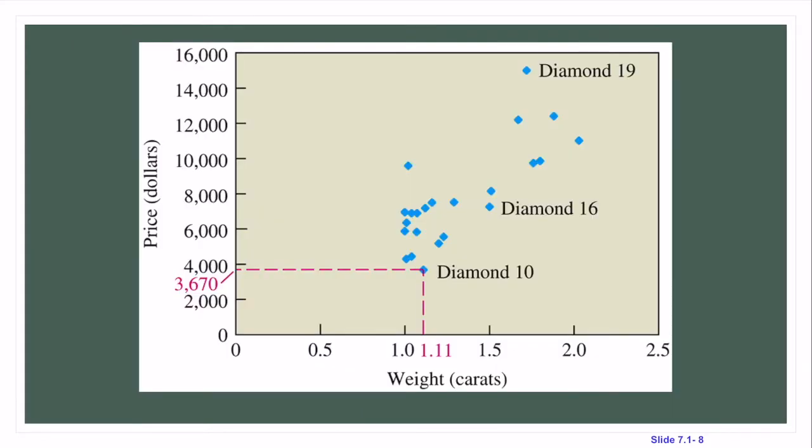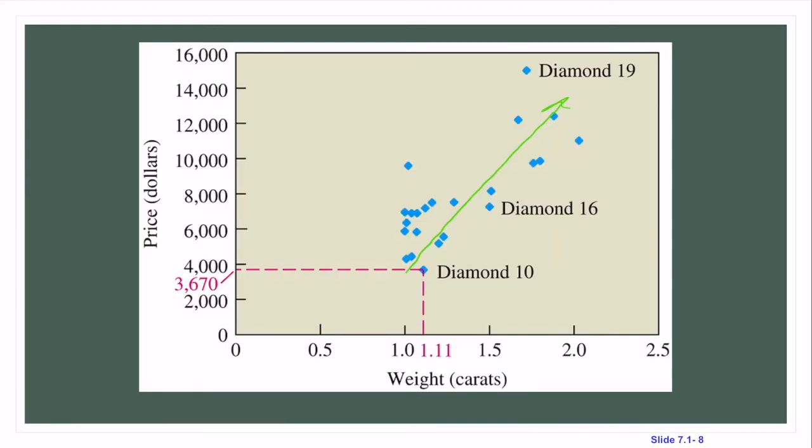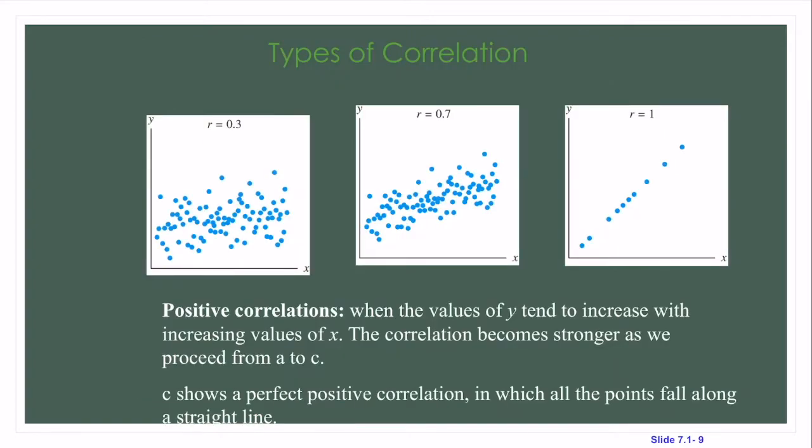So here's our scatter plot of the price of diamonds, and it looks like it does have a positive correlation. Ooh, I haven't talked about that yet. Okay, so it does look like it kind of forms a line. This is an example of positive correlation. Positive correlations are when the values of y tend to increase with increasing values of x.